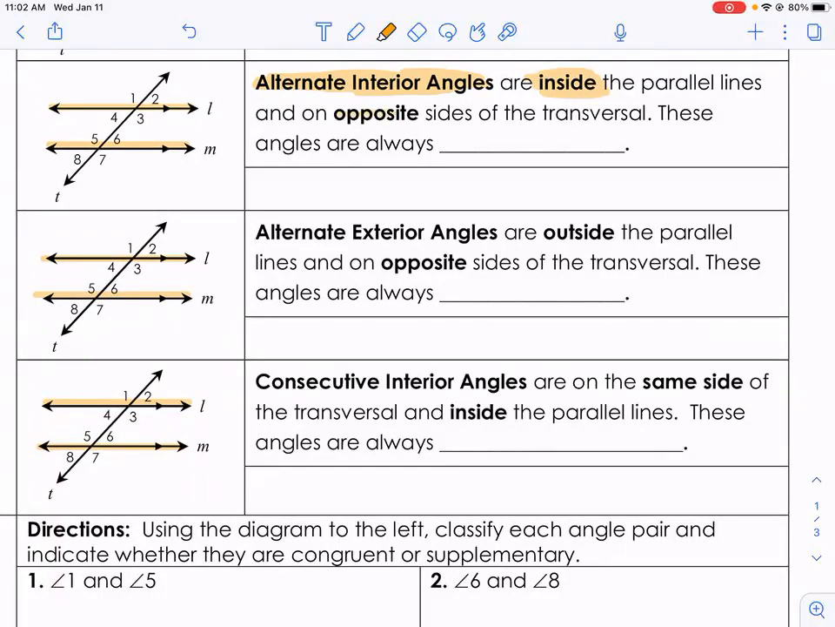Now opposite, what's another word for alternate? Opposite. Yes, thank you. Alternate, opposite, alternating means we go one side, then the other, right? So our alternate interior angles means we're inside and we're on opposite sides of that line slashing through. Just like this.